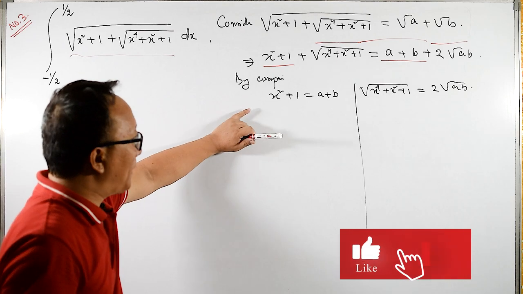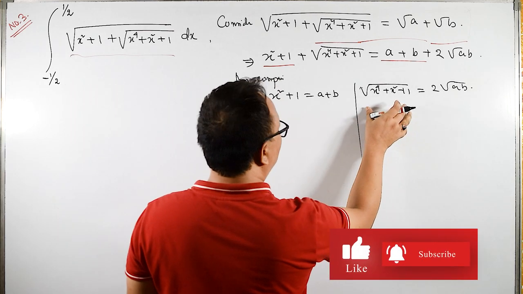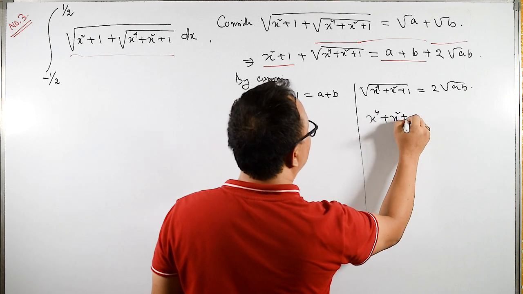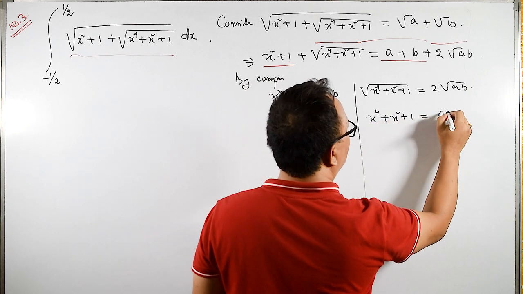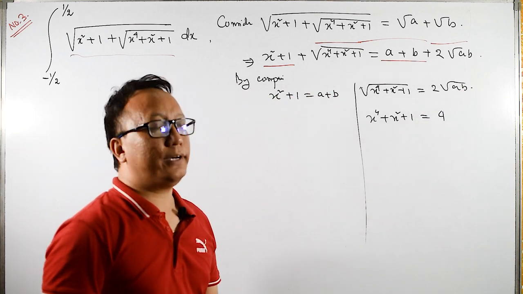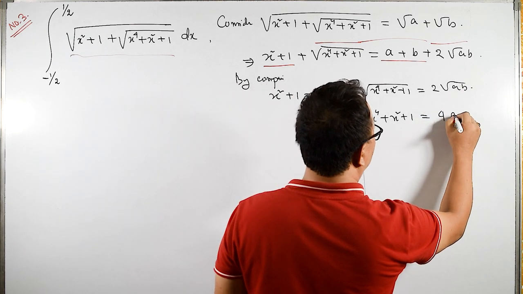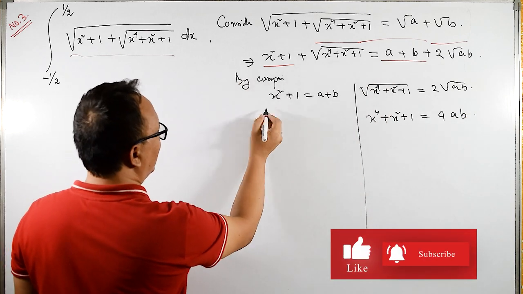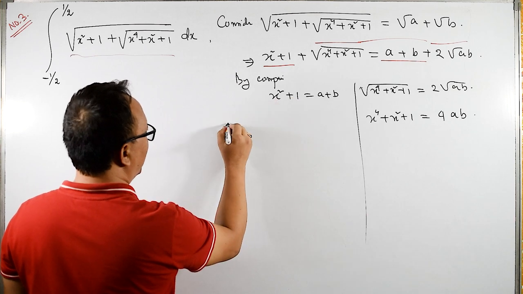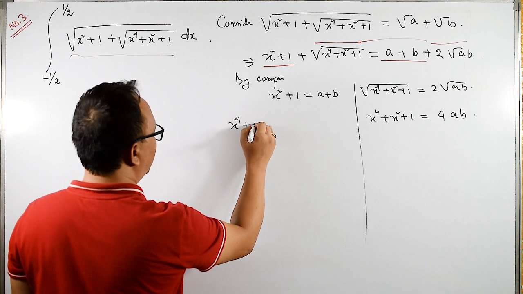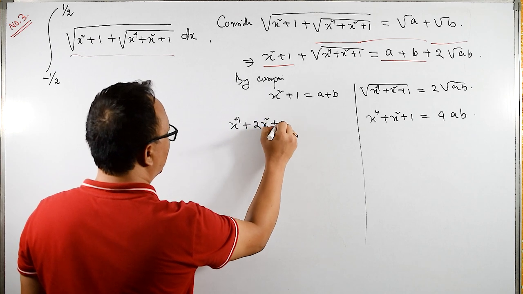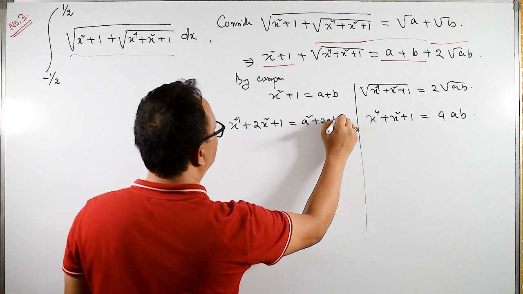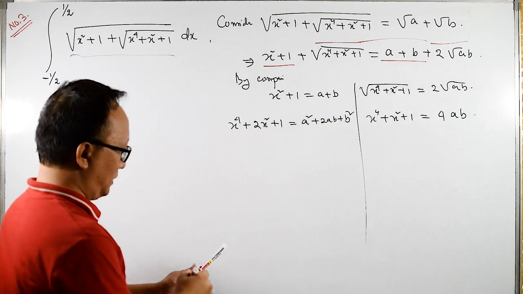Now if I do square on both sides, then x4 plus x square plus 1 equals 4 times a into b. So if I do squaring on both sides here also, what I'll get: (a plus b) whole square is (x square plus 1) whole square, that is x4 plus twice x square plus 1, equals a square plus twice a b plus b square.